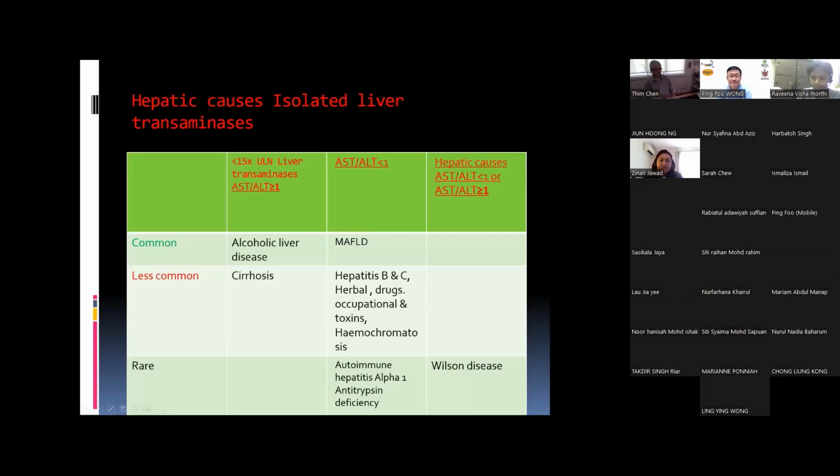Okay, so this is the table that summarizes everything. Now, less than 15 times is the most common, and for AST you see the ratio, AST more than ALT. The most common is alcoholic, and less common is cirrhosis. Somehow in cirrhosis the AST comes up. Whenever there's cirrhosis, AST to ALT is more than or equal to 1. Otherwise, AST to ALT is less than 1.